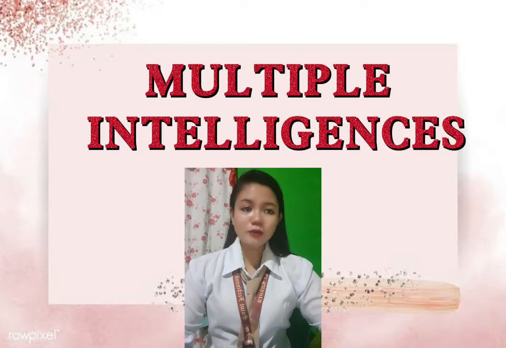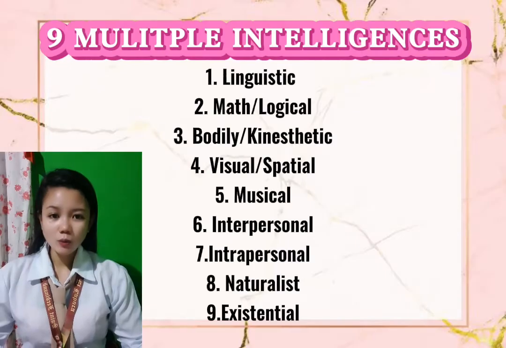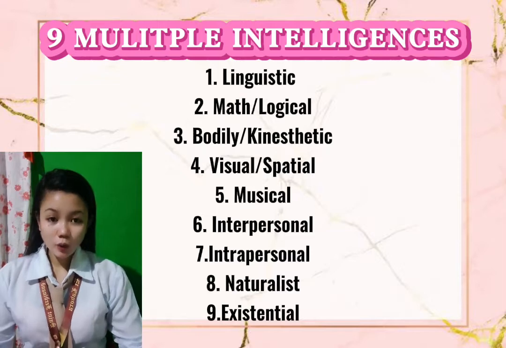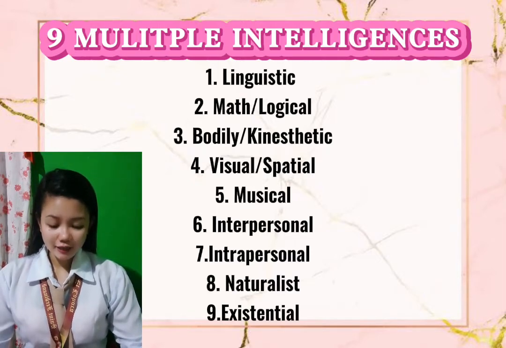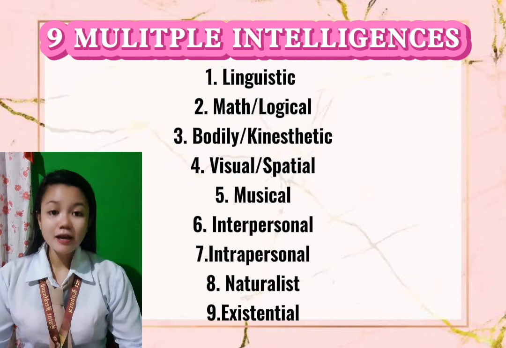These are the 9 multiple intelligences. 1. Linguistic. 2. Math or logical. 3. Bodily or kinesthetic. 4. Visual or spatial. 5. Musical.